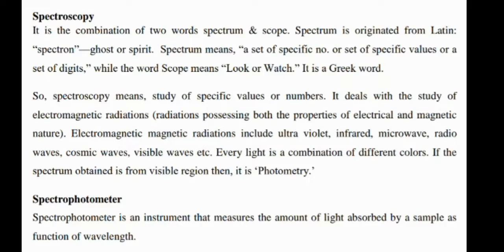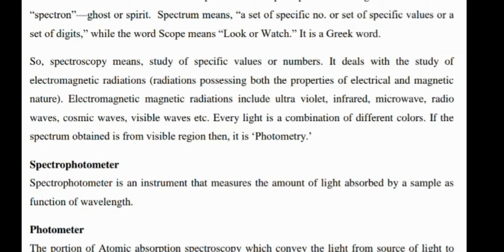other things. Every light is a combination of different colors, and if the spectrum obtained is from the visible region, then it is photometry. Now this one is the spectroscopy. Now we will further discuss what is a spectrophotometer. It is an instrument that measures the amount of light absorbed by a sample as a function of the wavelength.